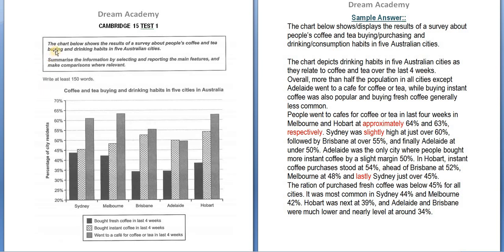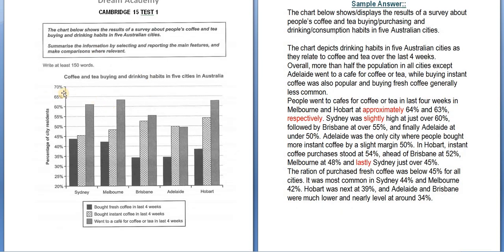Here is the question. The chart below shows the result of a survey about people's coffee and tea buying and drinking habits in 5 Australian cities. So you'll have to write about 5 Australian cities and the people's coffee and tea buying and drinking habits. So here, summarize the information by selecting and reporting the main features and make comparisons where relevant. So here is your bar chart. So Sydney, Melbourne, Brisbane, Adelaide and Hobart. These are the 5 cities of Australia.